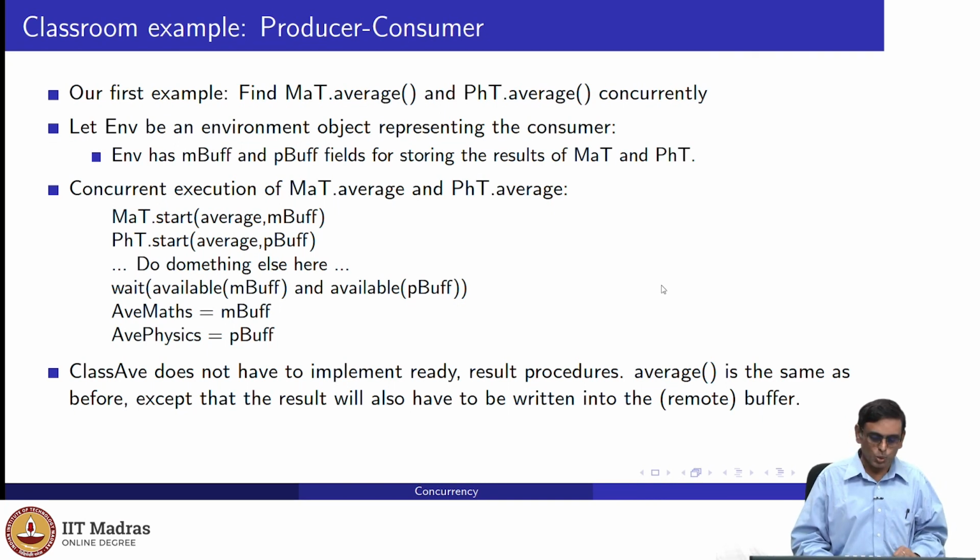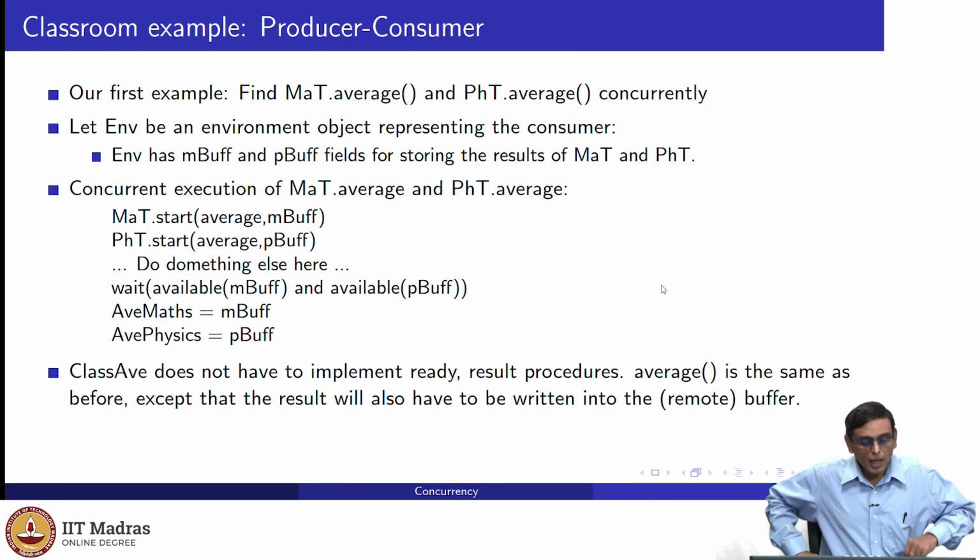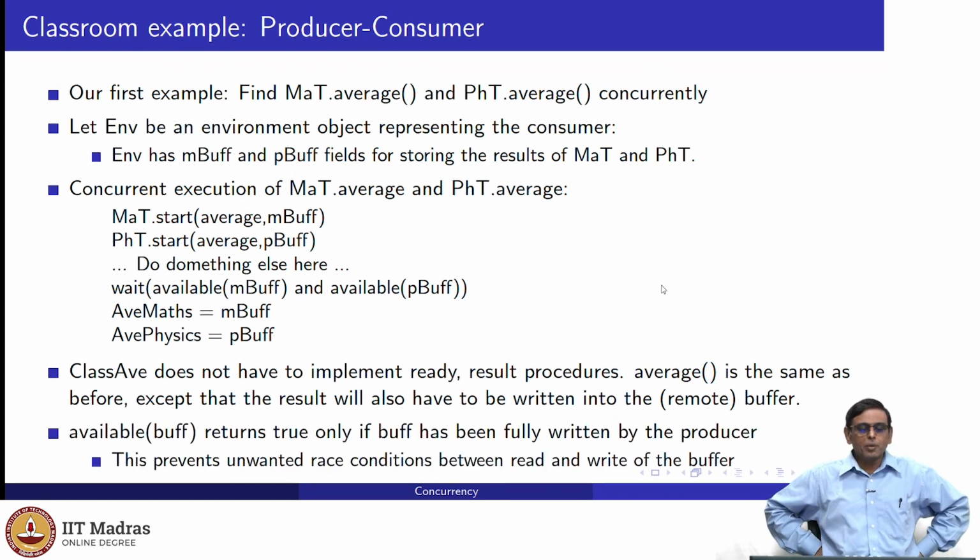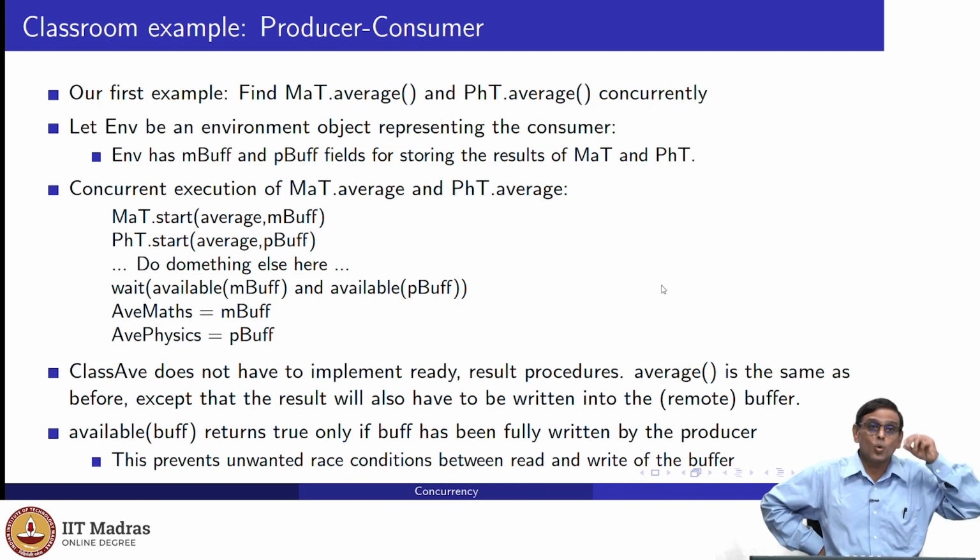So that work it has to do, that is the extra work it has. Rather than that, it's a much easier job for class average now. Okay. And what does available do? Available basically returns true only if the buffer, which is its argument, is fully written into by the producer.